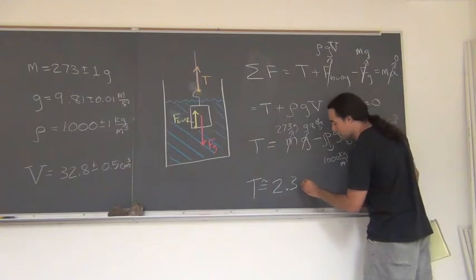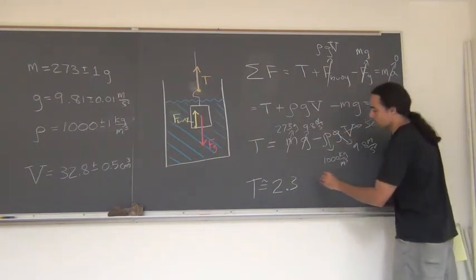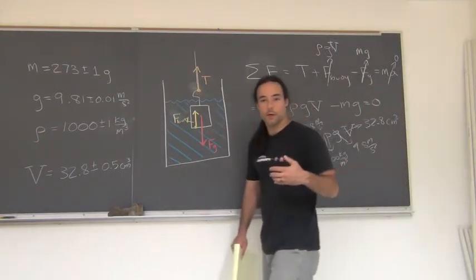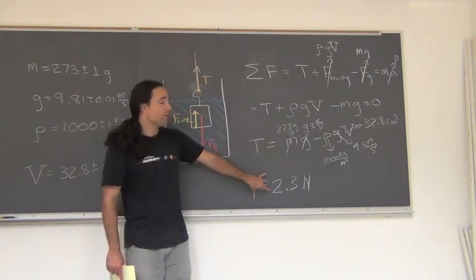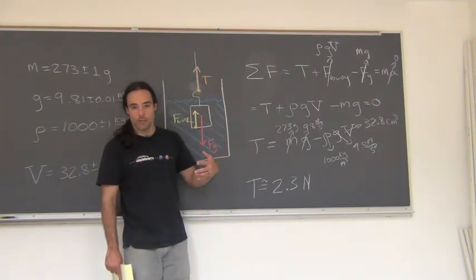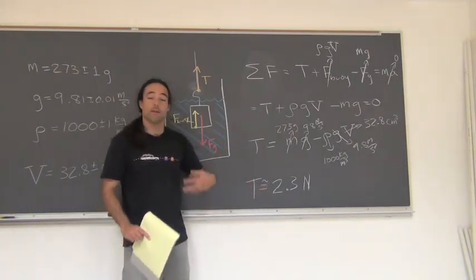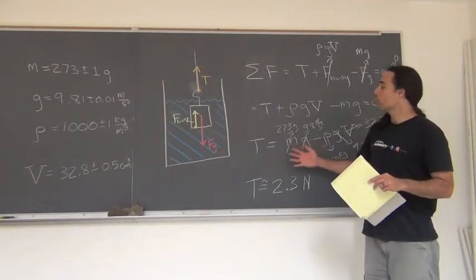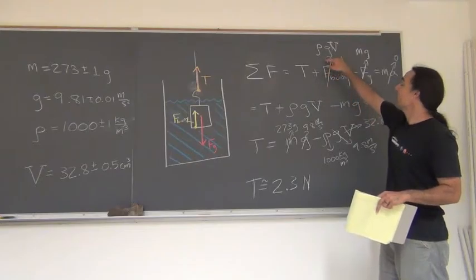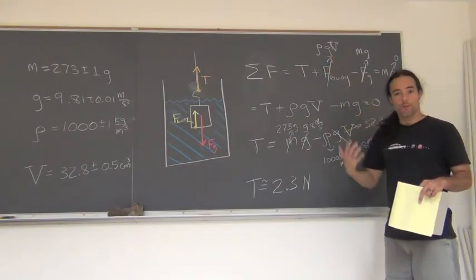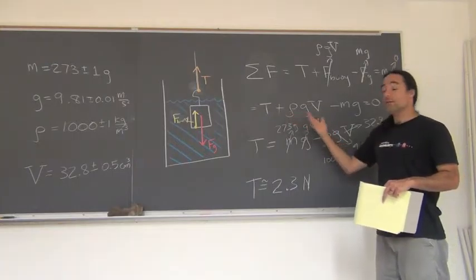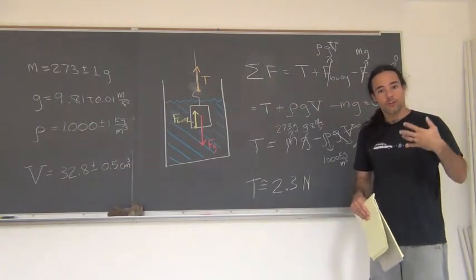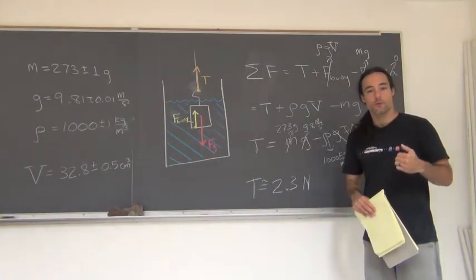T is about 2.3 newtons. We could put some uncertainty on there if we want, but I'm being a little bit conservative here. 2.3 newtons. Certainly there's no difference between what we observed over there and what we calculated over here. No experimental difference within the uncertainty. So what did we show? We showed that if we use this formula for the buoyant force, we can pretty accurately measure how much the water is pushing up on the cube. So this must be a good model for how the buoyancy force works.